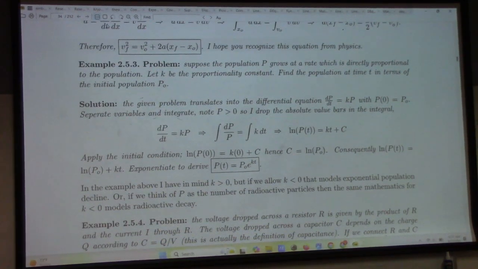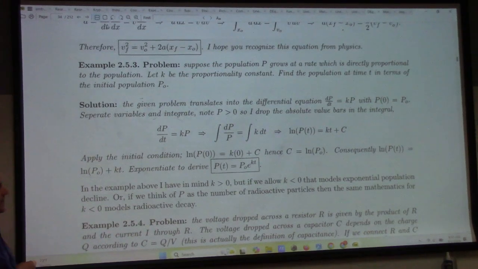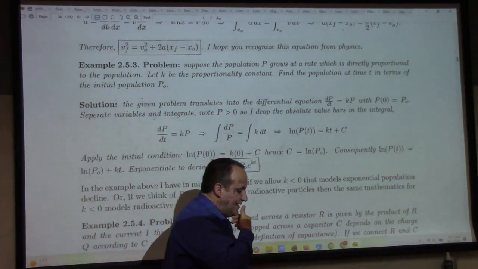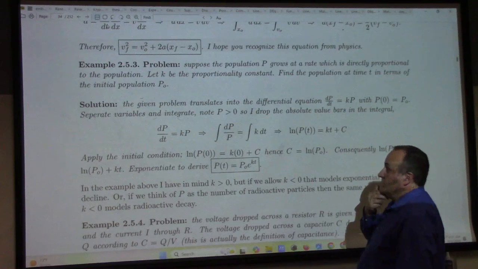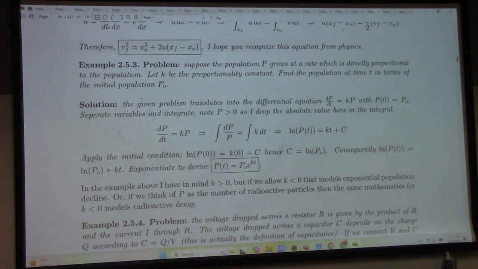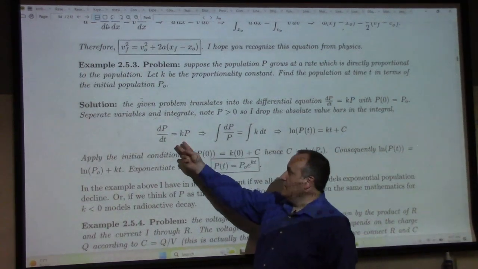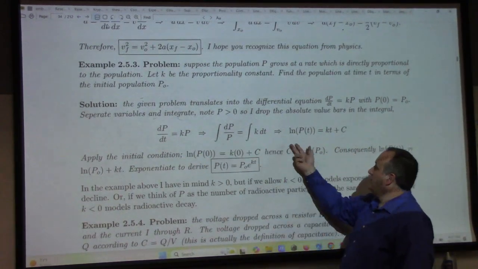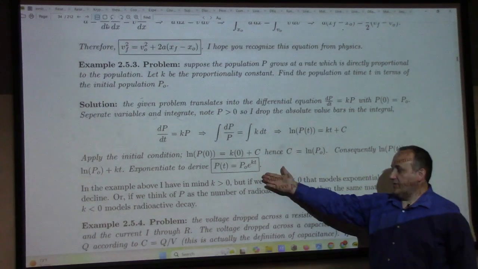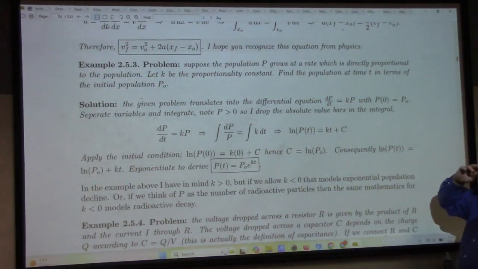Here's another problem. Suppose you have population growth, and the population grows at a rate which is proportional to the population. This is so-called exponential population growth, right? So dP/dt is kP. How do you solve this one? Well, separate, integrate, and lo and behold, exponential growth, right?